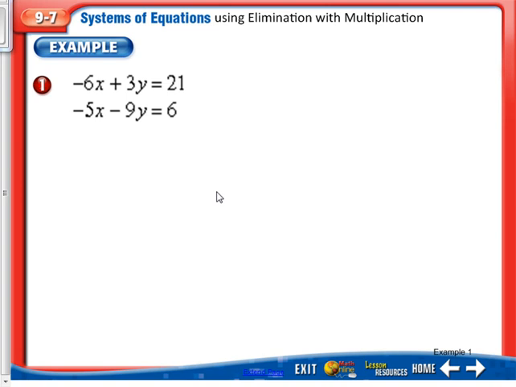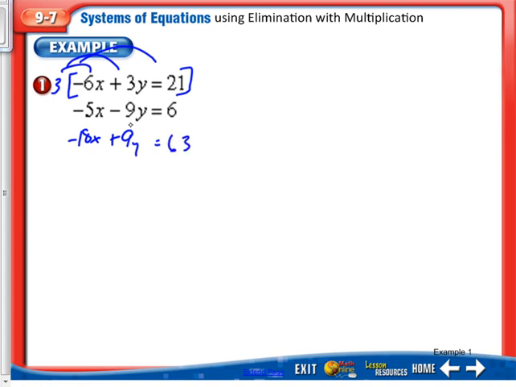So in this example, we have negative 6x plus 3y equals 21 and negative 5x minus 9y equals 6. These are stacked on top of each other, but we don't have any opposite terms. Hopefully, though, you notice here that the 3 and the 9 are pretty close to each other. So what I want to do is multiply this entire equation by 3. When I do that, I'm going to distribute the whole thing. I'm just going to write it down below it. So I'm going to get negative 18x, positive 9y equals 63.